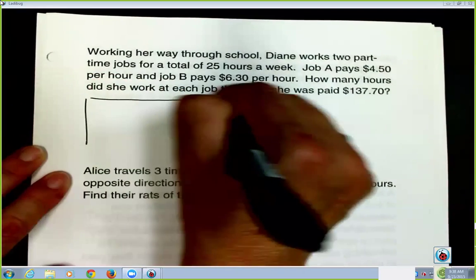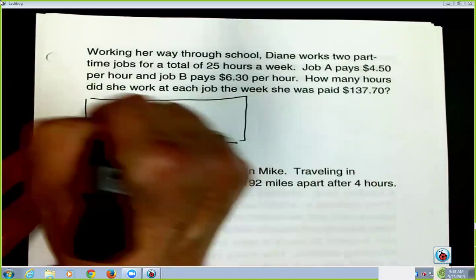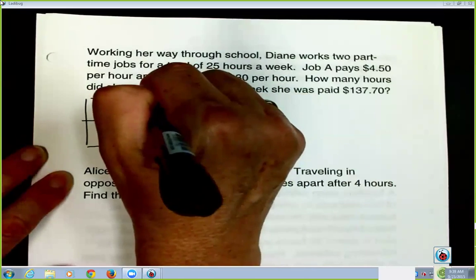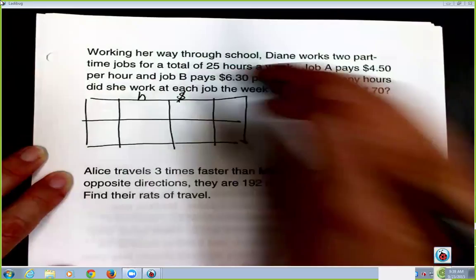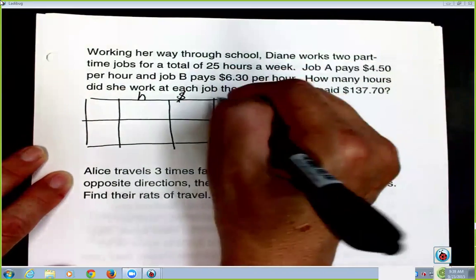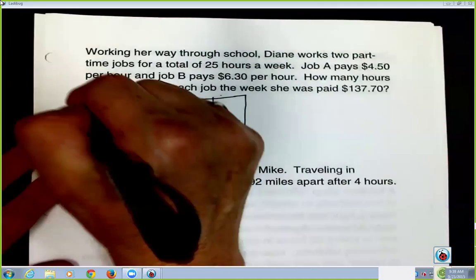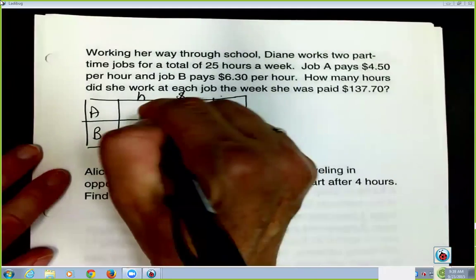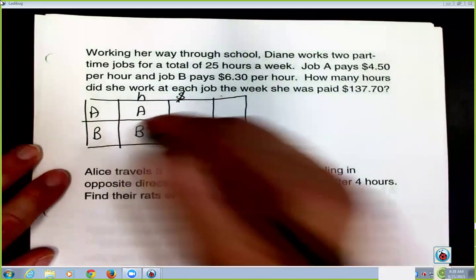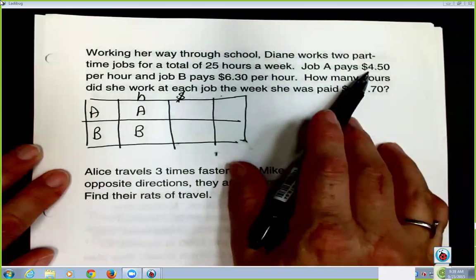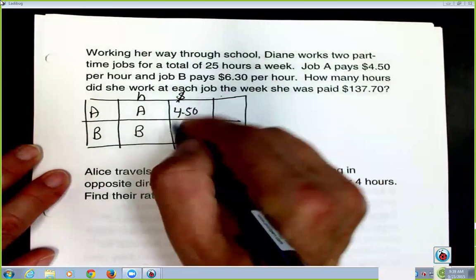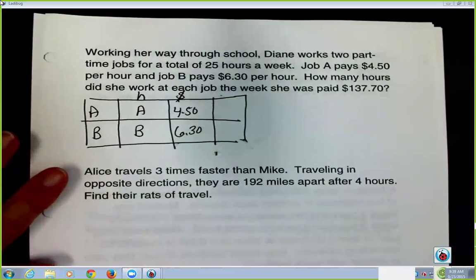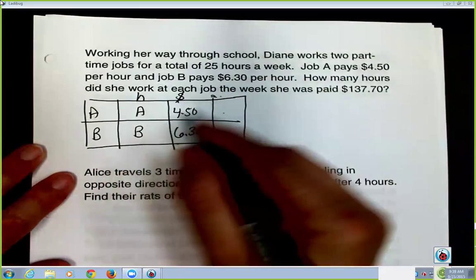So you chart it again. If we chart this one, what do we know? Jobs are paid by hours and by the dollars for the job, and then by what we happen to have with that. So job A, job B, and we don't know how many hours, so we're going to make hours A and hours B. We know how much she earned per hour, $4.50 and $6.30. So what does that equal for take home?